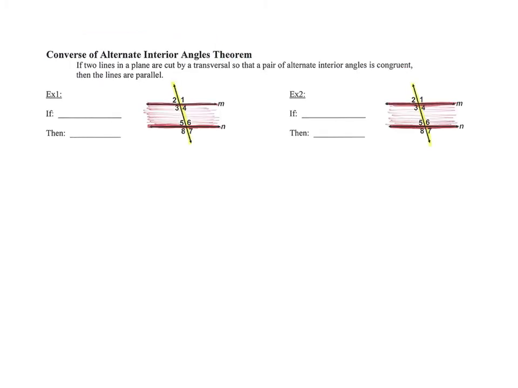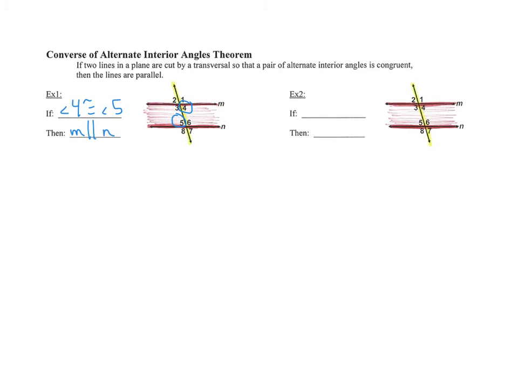And my pictures are marked up. So let's identify the pair of alternate interior angles. Let's identify 4 and 5 being a pair of alternate interior angles. So if I'm given that angle 4 is congruent to angle 5, then I can conclude by the converse of the alternate interior angles theorem that line M is parallel to line N.